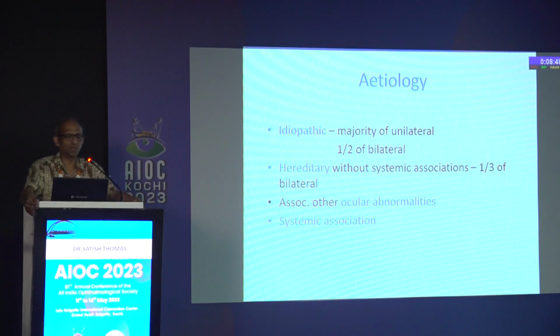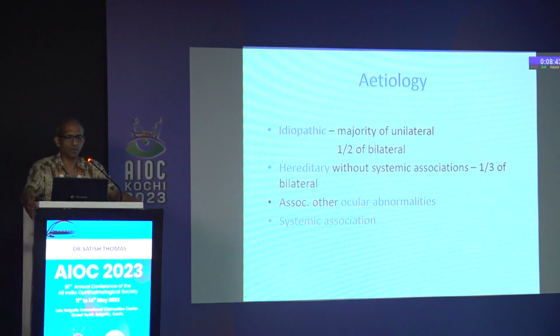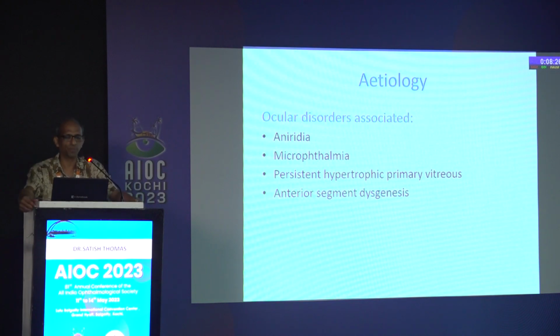So about etiology, the majority of the cases are idiopathic or hereditary, but we have to rule out some of those other causes, whether they are ocular anomalies or systemic associations, though those are much rarer, but they have to be looked out for. So the ocular disorders that can be associated with pediatric cataract could be aniridia, microphthalmia, PHPV, and the anterior segment dysgenesis syndromes.